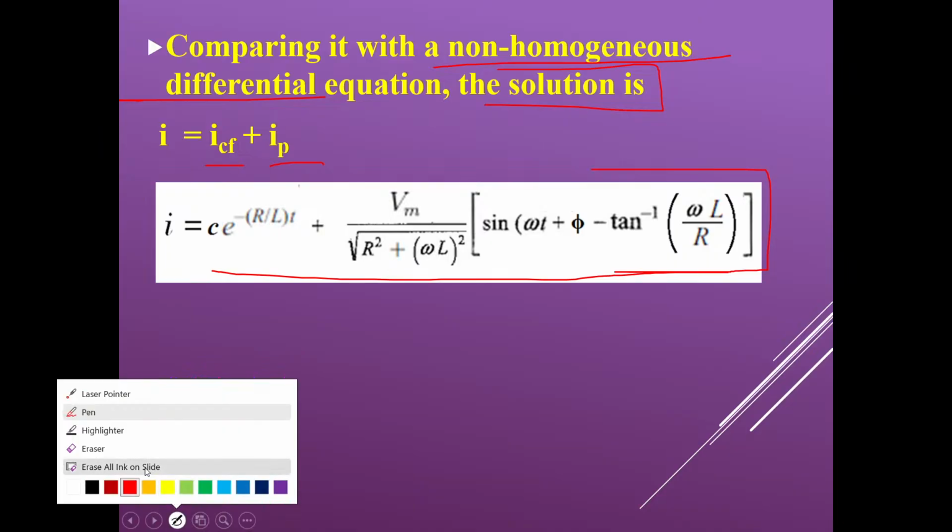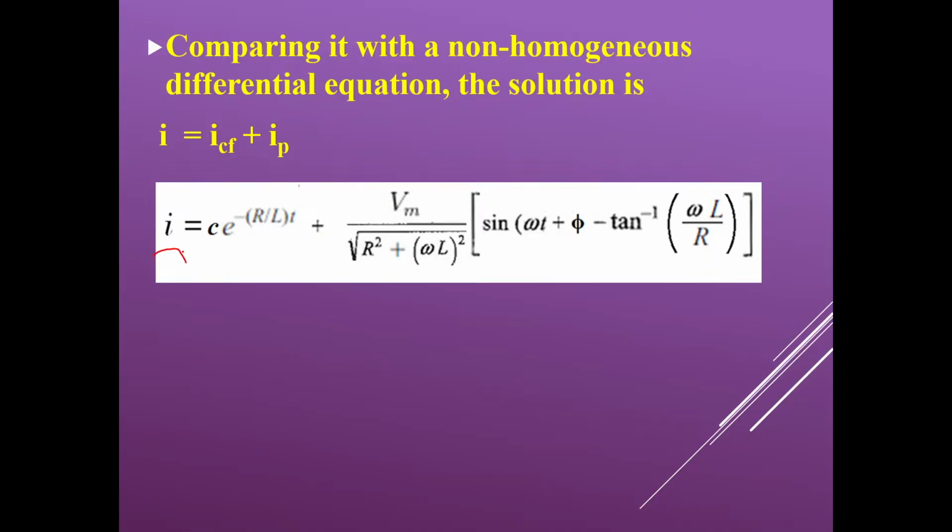Just now we have seen in the theory the equation for the solution of the current when the given expression is in the form of a non-homogeneous differential equation. Then the response will have two parts: one complementary part, C e to the power of minus R by L t, and another part, the steady state part, that is the particular part, Vm by root of R square plus omega L whole square into sin of omega t plus phi minus tan inverse of omega L by R. Okay, this is already there. If you are writing, this will already be there in your notes.